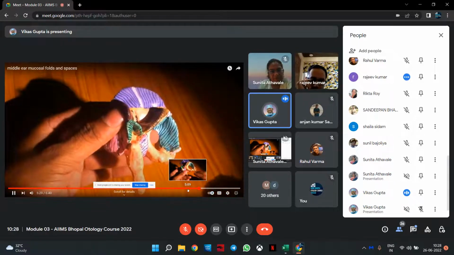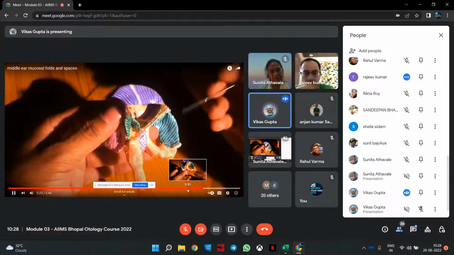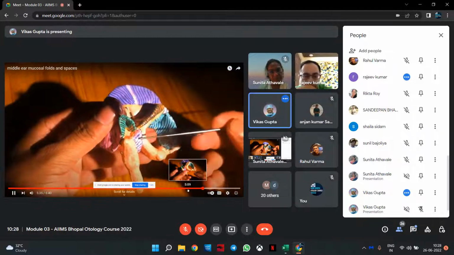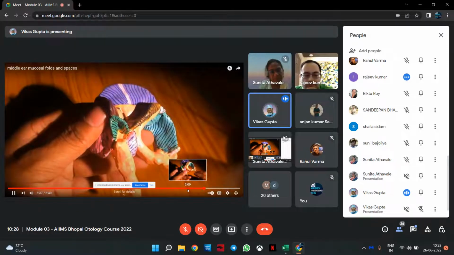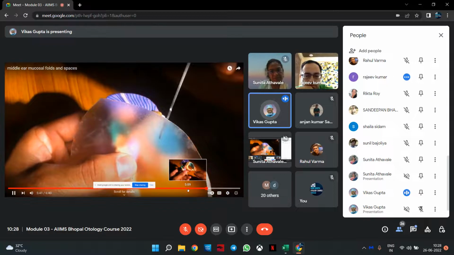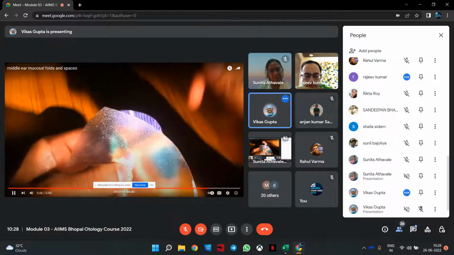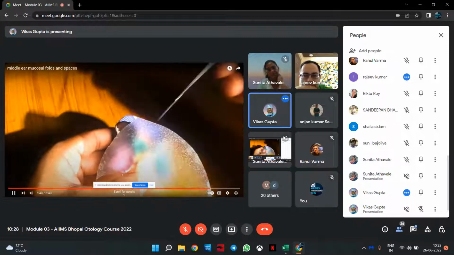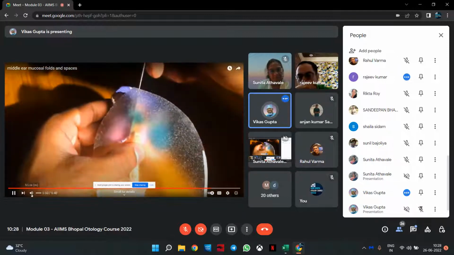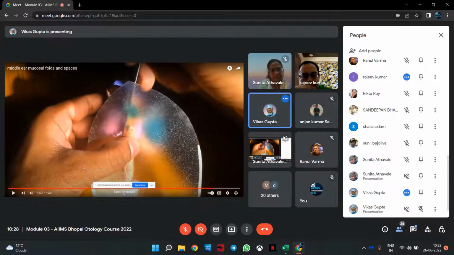There are two pouches, the anterior pouch of von Tröltsch and the posterior pouch of von Tröltsch. There is a small gap between the posterior malleolar fold and the pars flaccida area. So this area is called the posterior pouch of von Tröltsch. When we come anteriorly, there is the anterior malleolar fold, and between it and the pars flaccida there is a space called the anterior pouch.